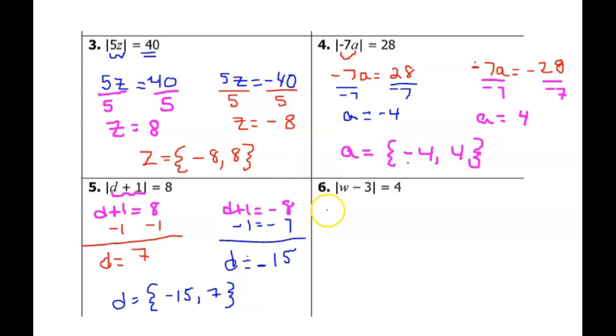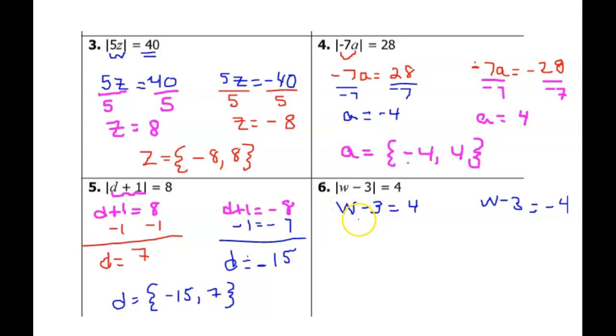Guys, on the next one, W minus 3 equals 4. I need to make sure the absolute value is by itself. Is it by itself? Yes, so I'm good to go, all right? So I'm going to say W minus 3 equals 4, and W minus 3 equals negative 4, the positive and the negative. I need to solve both equations.